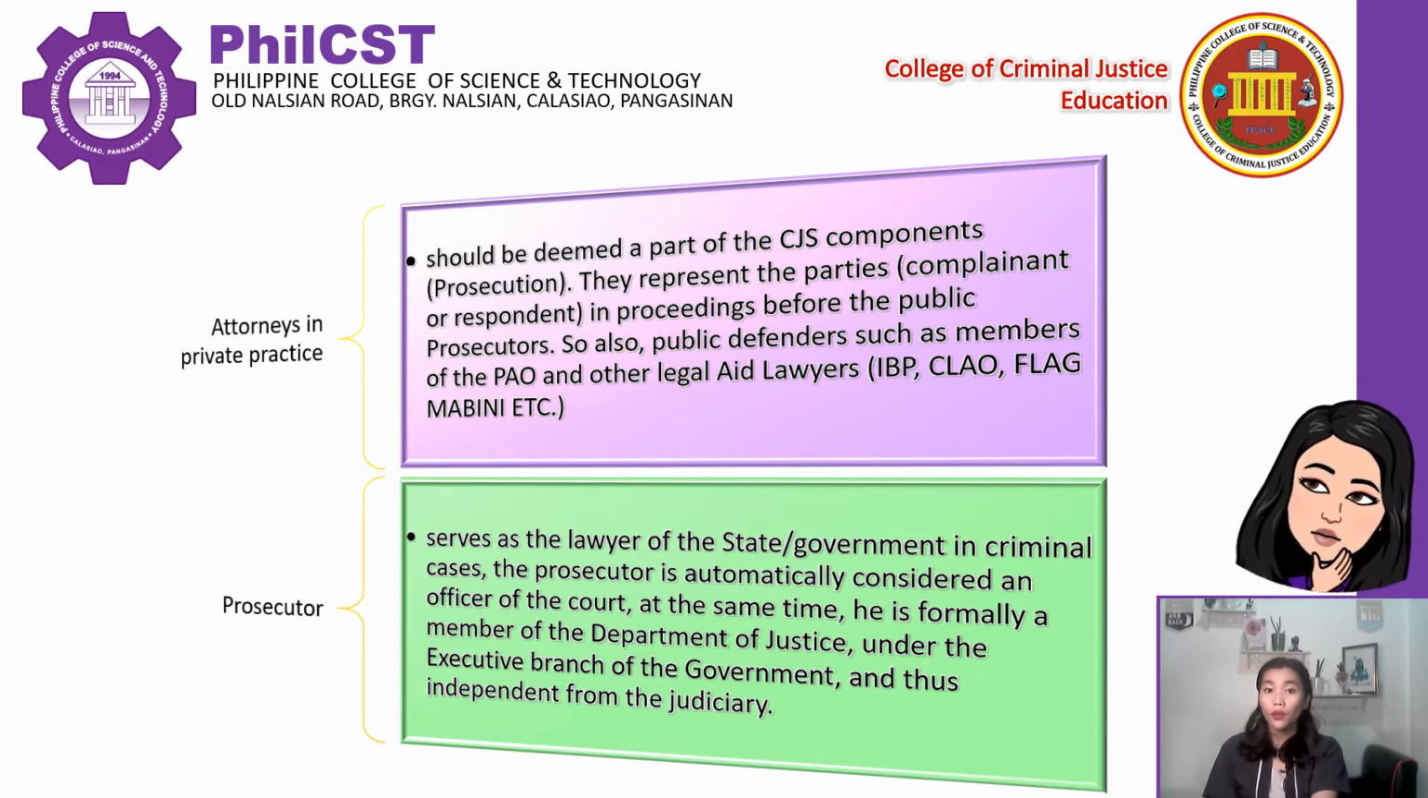For the prosecutor, they serve as the lawyer of the state or the lawyer of the government in criminal cases. The prosecutor is automatically considered an officer of the court at the same time. So he is an officer of the prosecution as well as an officer of the court. He is formally a member of the Department of Justice under the executive branch of the government and thus independent from the judiciary.